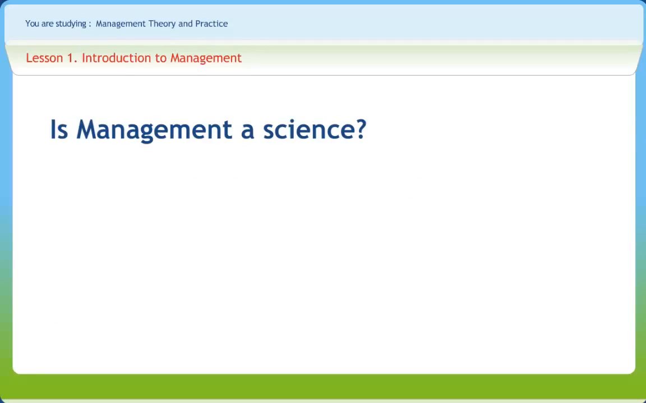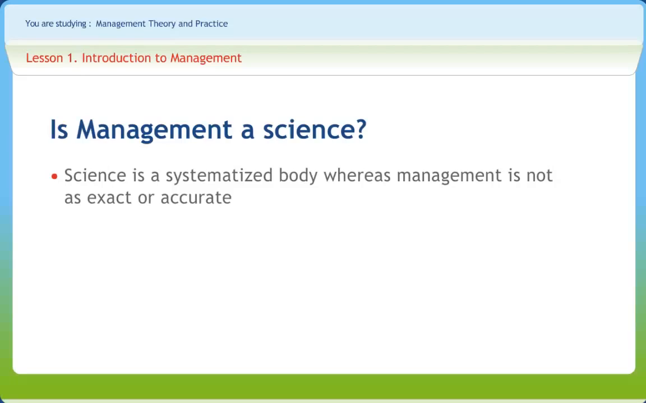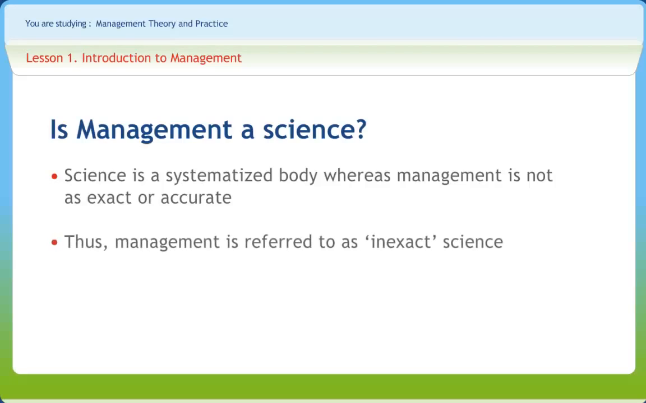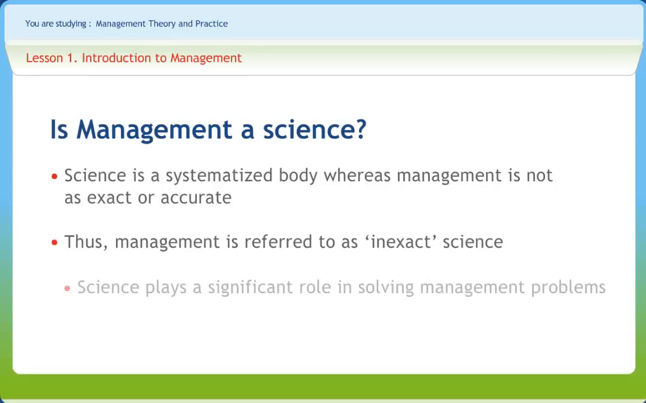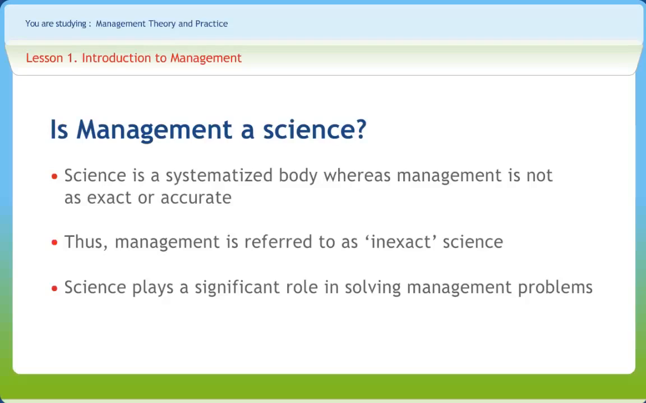Many a time, the discipline of management is confronted with questions like whether it is an art or a science. What do you think? Do you consider it to be a science since it is a body of systemized knowledge? But is management as exact and accurate as science? The answer is no. This makes management to be referred to as inexact science. Here, it has to be remembered that science plays a significant role in solving management problems.